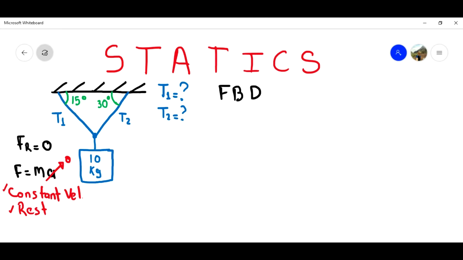Remember that the free body diagram is a Cartesian plane, just like this one that I'm drawing. This is X and this is Y, and in the center of the Cartesian plane I'm going to draw a particle that represents this object over here. Remember that there is always a force that they don't mention, but it's always there, and that force is the weight. So I'm going to draw the weight.